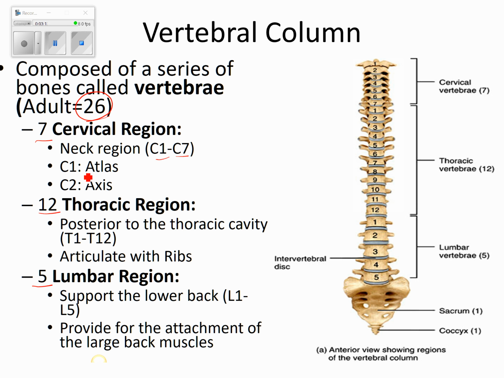The first 2 have names because they have some special features. C1 is called the atlas, and it's going to articulate with the occipital condyles. It also allows you to move your head up and down in order for you to say the word yes. And when we look at the actual anatomy of the vertebra, this one has no body.